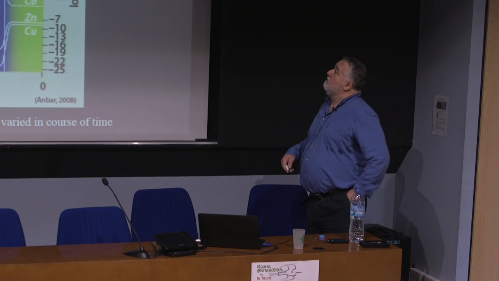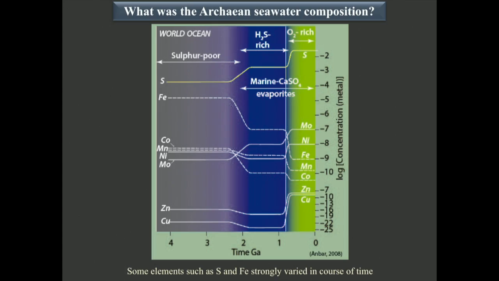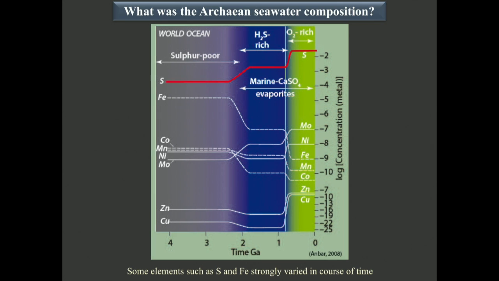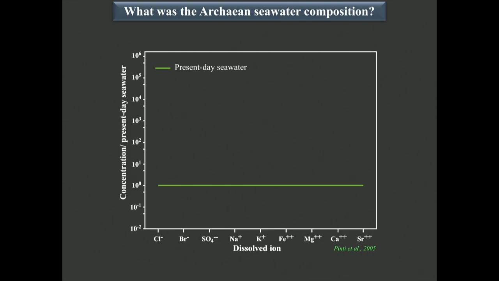And here is an estimation of the composition of seawater in course of time, from the Hadean to present day. And we can see very big changes, for instance, for sulfur here, and here for iron, and this takes place mainly at the Archean-Proterozoic boundary, and later, but we'll not discuss this. Karim will discuss this afternoon. So now we can try to look at the same thing in this kind of diagram.